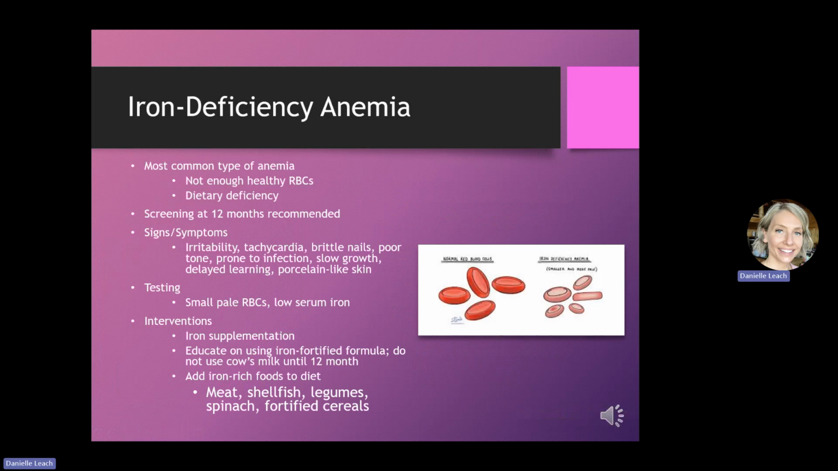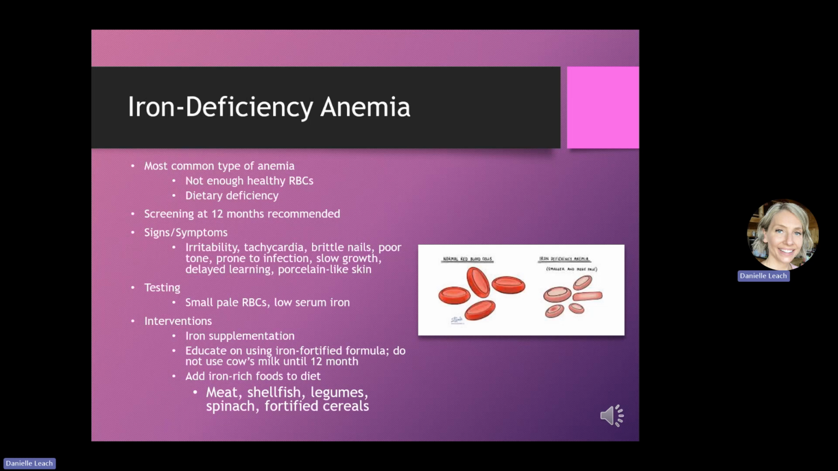The first hematological disorder we are going to talk about is iron deficiency anemia, which is the most common type of anemia. It occurs when there's not enough healthy RBCs to carry oxygen to the body's tissues. So this condition is a dietary deficiency, more common among infants who are given cow's milk and picky toddlers.